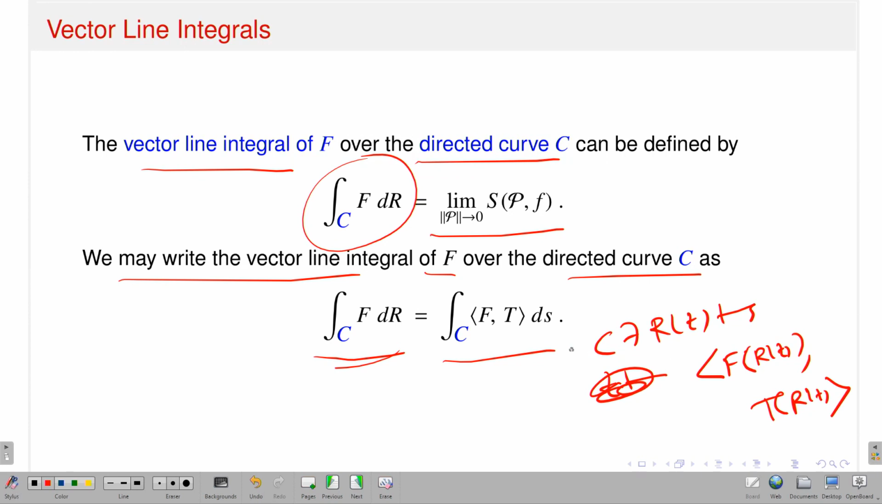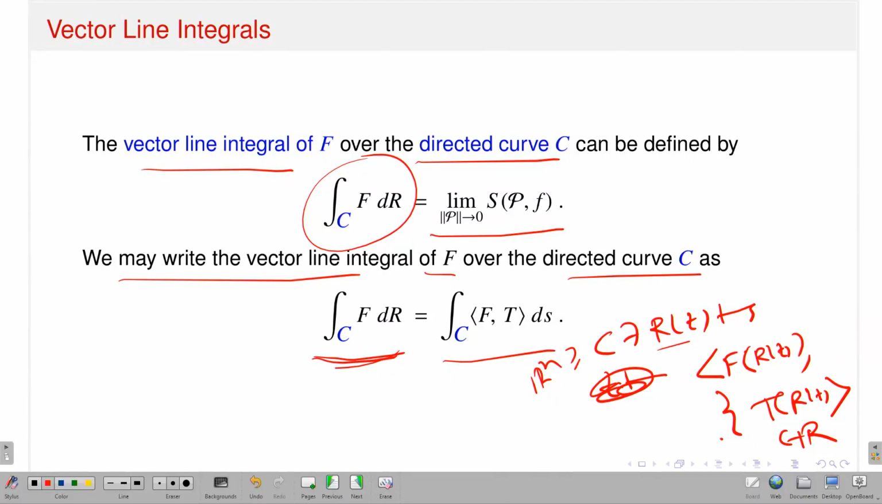It is a map from C, which is of course a subset of R^n. So, r(t) goes to this map. This is a scalar, right? This belongs to R. So, that means if I integrate this scalar field, that means if I take the scalar line integral of this function, this will be nothing but the vector line integral of my capital F.